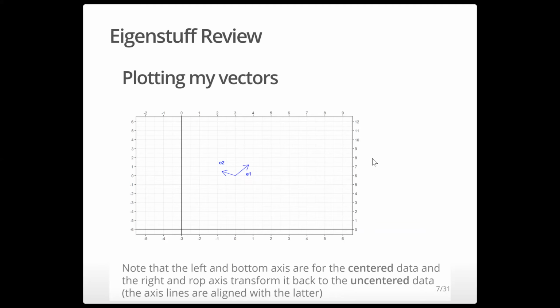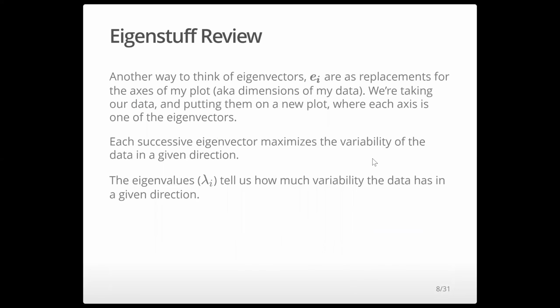The way principal components analysis essentially works is we take our data and we move it so that now it's in this new geometric space where the eigenvectors are the axes. So we're transforming our data so that it is in this new eigenvector space. And these new eigenvectors become the new dimensions of our data. And so each successive eigenvector is going to maximize the variability of the data in a given direction, and the eigenvalues tell us how much variability the data has in that direction.